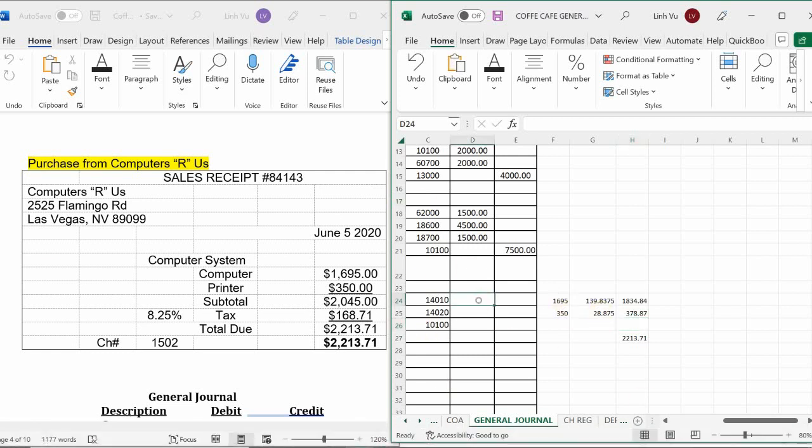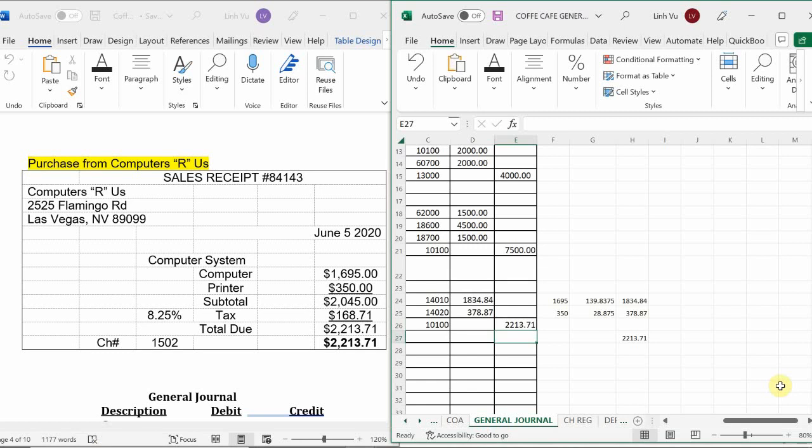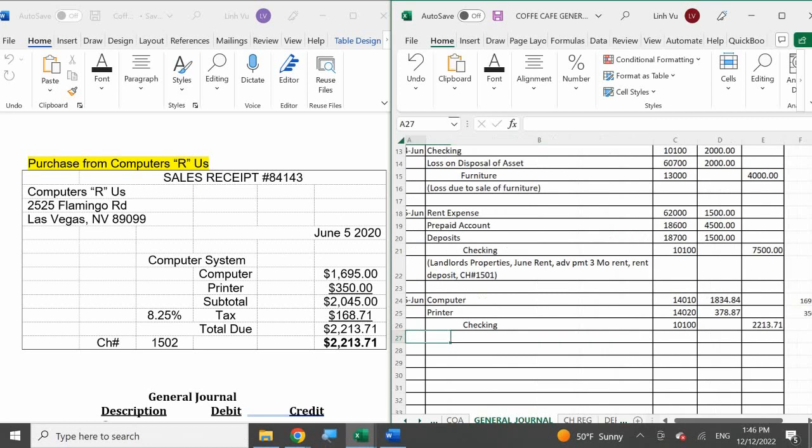So in this case, we figured it out. It's going to be $1834.84, and this one's going to be $378.87 to give you your grand total of $2,213.71. Good. We matched our proof of transaction to the penny. So in this case, that's exactly what we have to do.